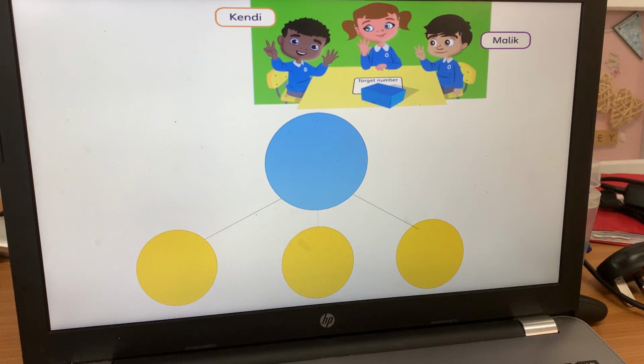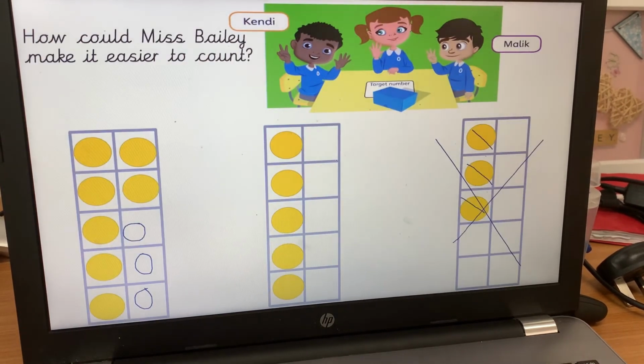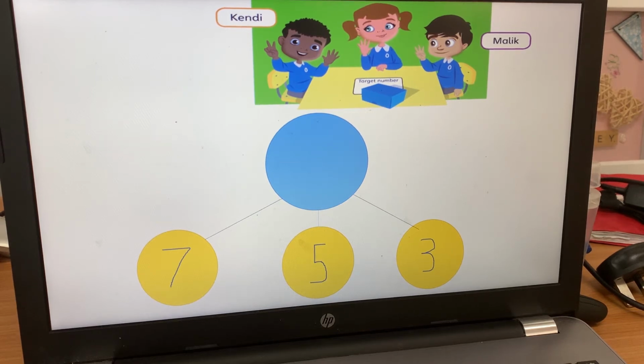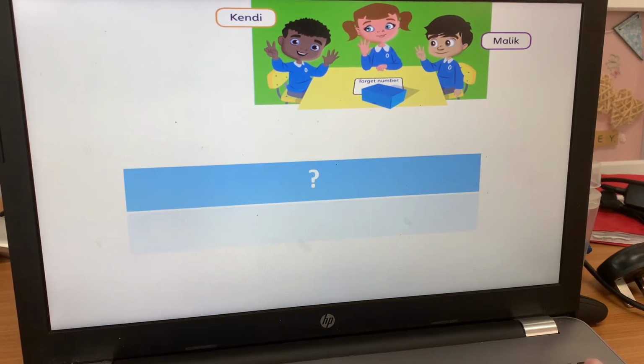So we can also represent this in another way. So we've represented it using our 10 frames. We can also represent it using our whole part models. So one of the parts is how many Kendi has, which is 7 fingers. Another of those parts is how many Lily has, which is 5 fingers. And another one of those parts is how many fingers Malik has, which is 3. So we're doing 7, add the 3, because that makes the number 10, add the 5. And the fingers they have all together, the target number they have, is 15.